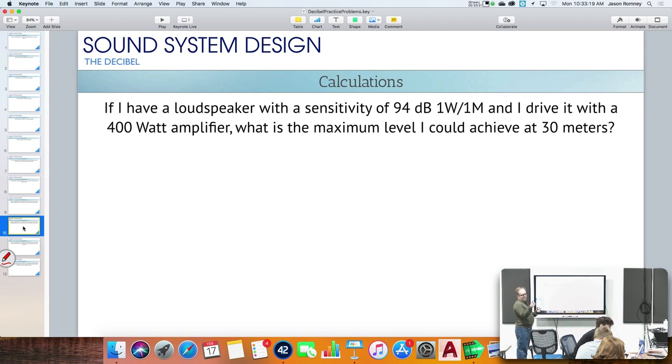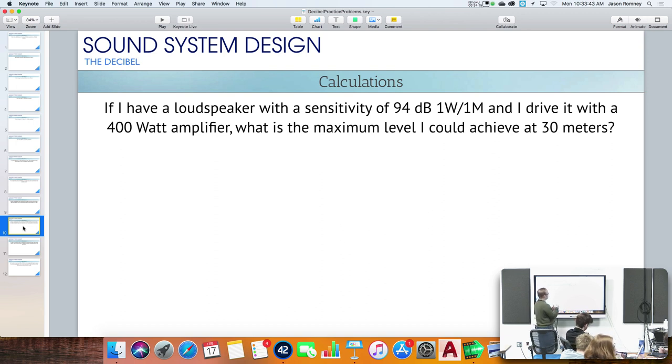Same question, but now I want to know how loud it'll be at 30 meters away. Okay. So if I just change feet into meters, how does that change the answer? Would you be able to multiply pre the logarithm?